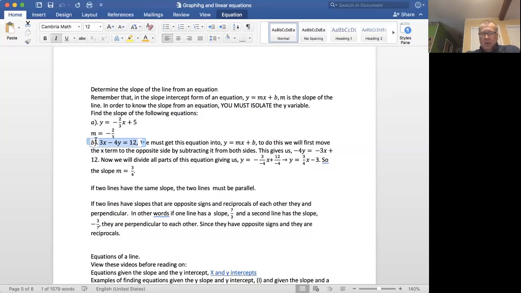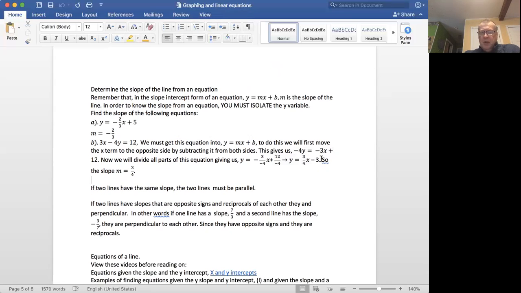So in this case, we would subtract the 3x and get -4y equals 3x plus 12. Then we would divide each part of the equation by -4. So that gives us -3 over -4 x plus 12 over -4. And that ends up giving us 3 over 4, because a negative over negative is positive. And then 12 over minus 4 reduces to be minus 3. So the slope here is 3/4.